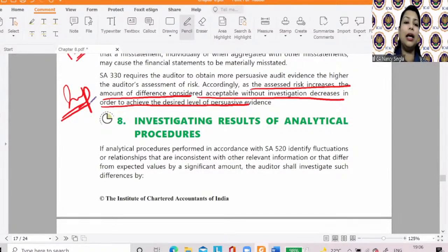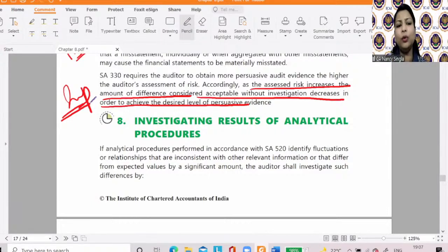And I can see that many of you were confused before replying. Now you are saying that you have understood, but since students do get confused on this point, ठीक है. So simple सी चीज क्या है, जहां रिस्क ऑफ मटेरियल मिसस्टेटमेंट ज्यादा है, वहां पे तो you will not accept more difference ना. उधर तो सब कुछ should be correct ना, तो उधर you will perform what, you will not accept more difference.